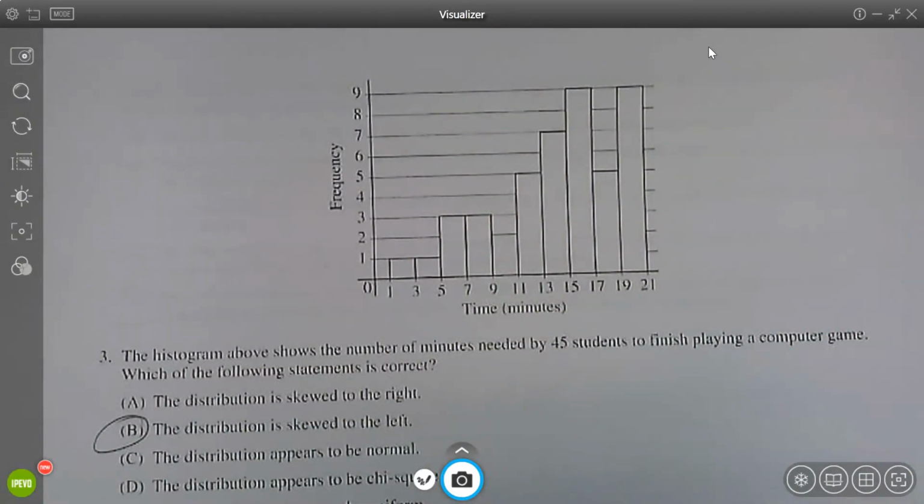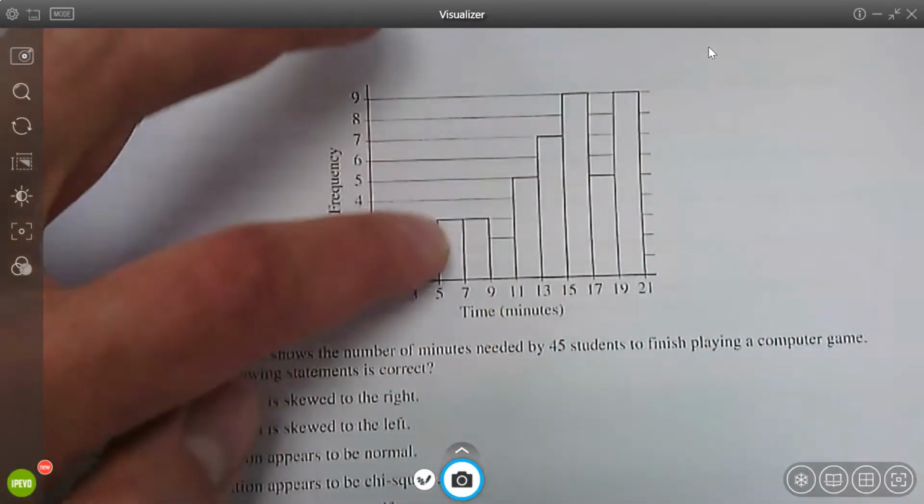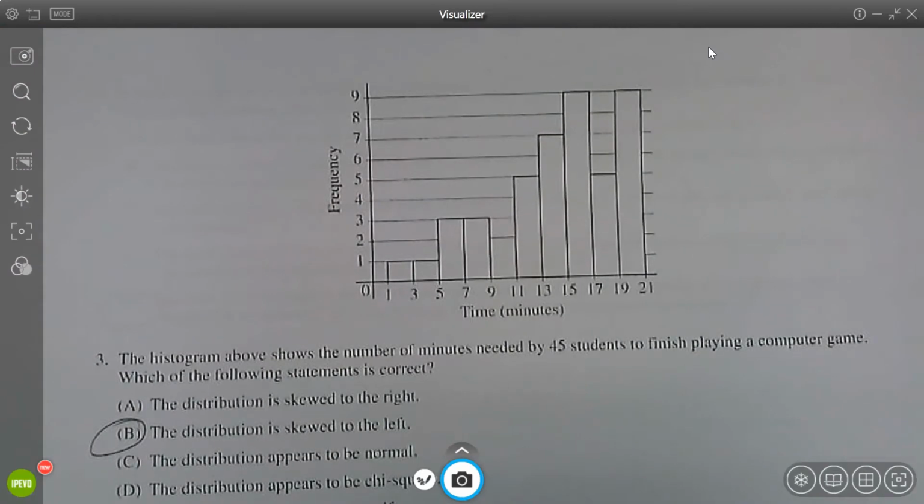3, they want to know the shape of the distribution. In this case, the histogram. The tail would be on the left. Therefore, this distribution is skewed to the left.